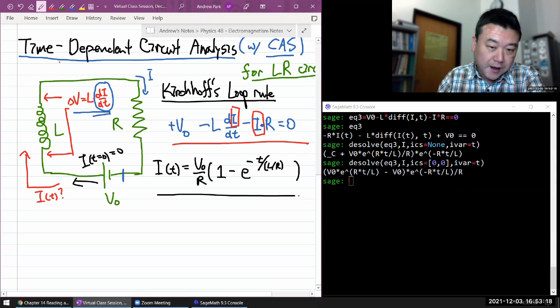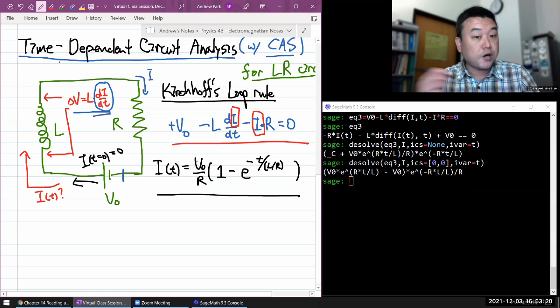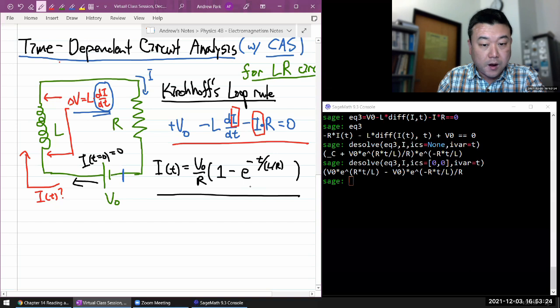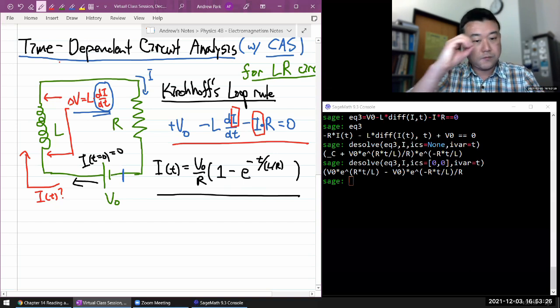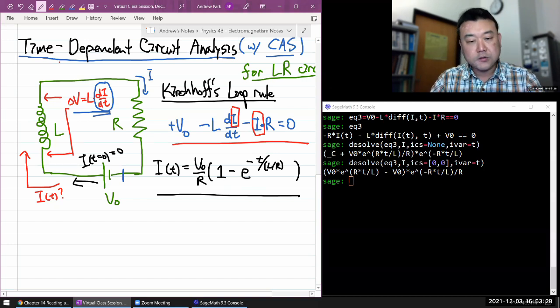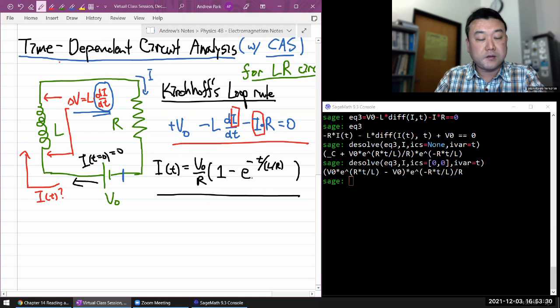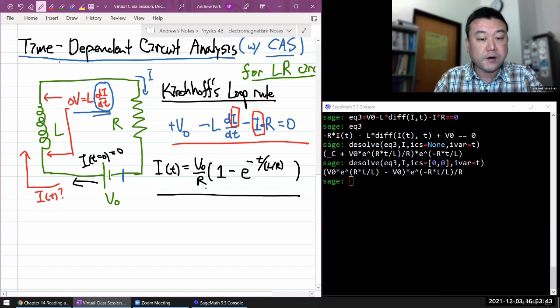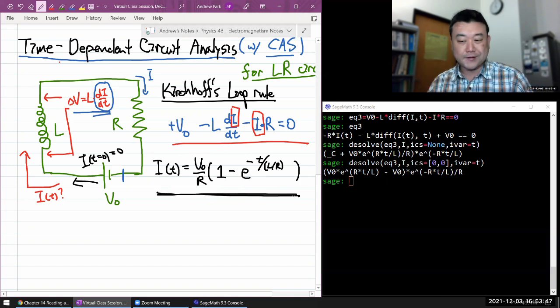Current is a function of time, and that looks like a charging form. At time equals 0, this is 1, so 1 minus 1 is 0, no current. But as time goes on, the circuit charges up, and this decreases from 1 to some ever decreasing value, so you get the terminal current of V naught over R. That's exactly what you see and what you get from this equation.